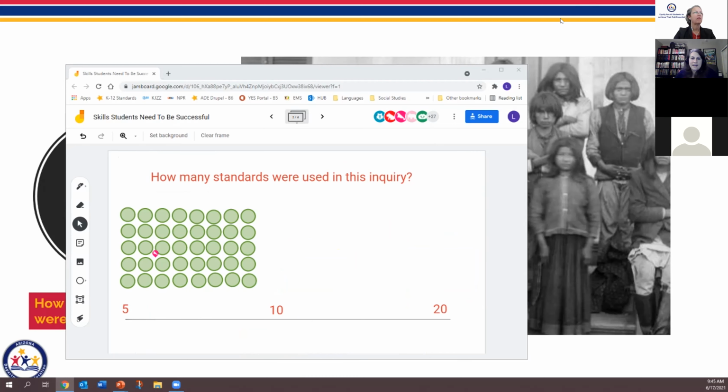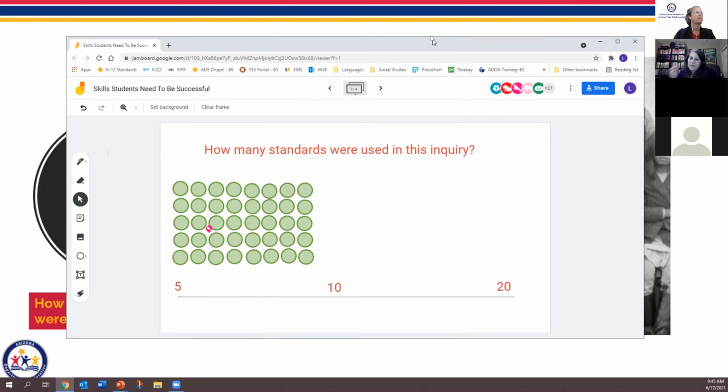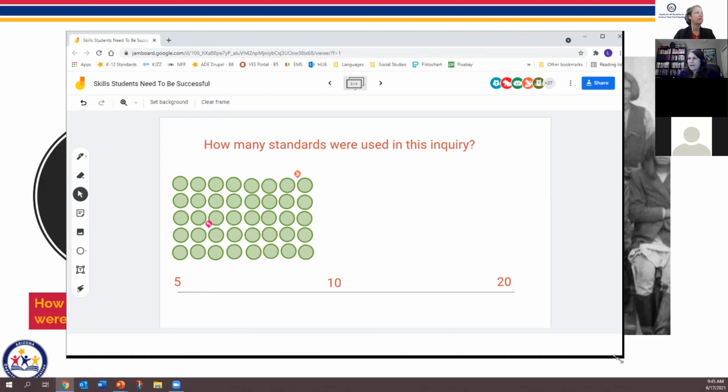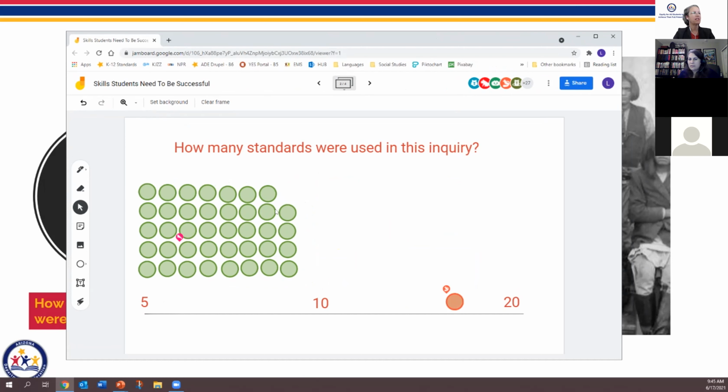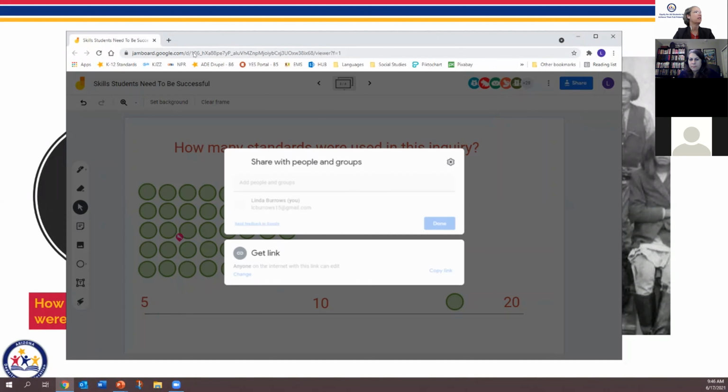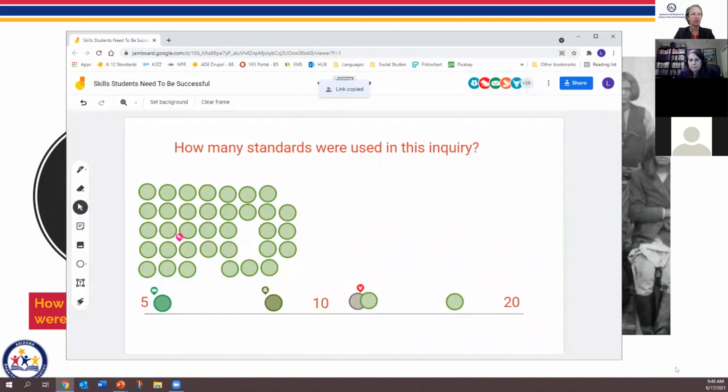So take a guess. So if you go to the Jamboard, the second page, there's a bunch of dots, and I assume they can drag the dots. Yeah, so you can just take a dot and drag it over. I'll copy it again and put this into the chat. So just take a guess. How many of our social studies standards were used in this short little inquiry that you can do with students?